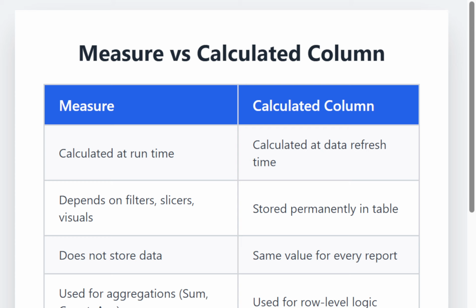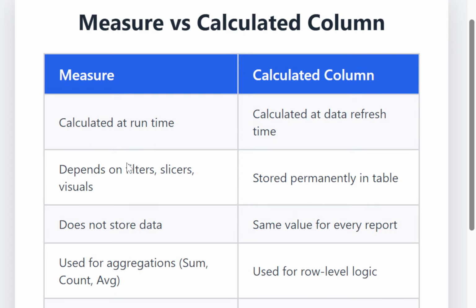So I have categorized these two in different columns. The measure is calculated at runtime. It depends on the filters and slicers visuals. So when you create a measure, it will depend on the filters and the slicers visuals. For example, if you apply any filters after creating the measure, the value of the measure will change as per the slicer, the filter, or the visuals.